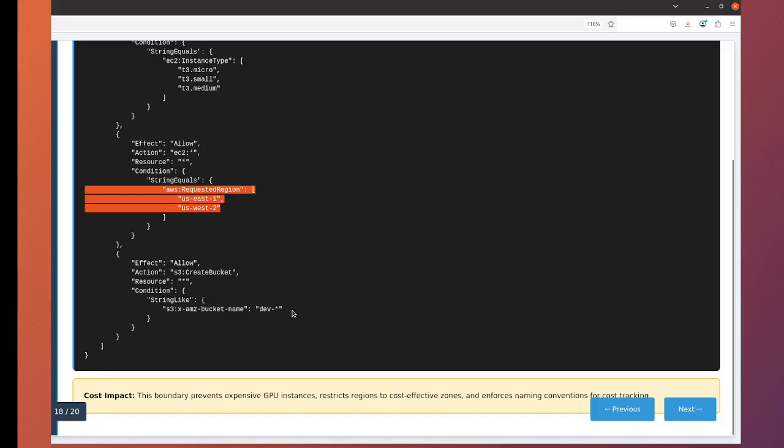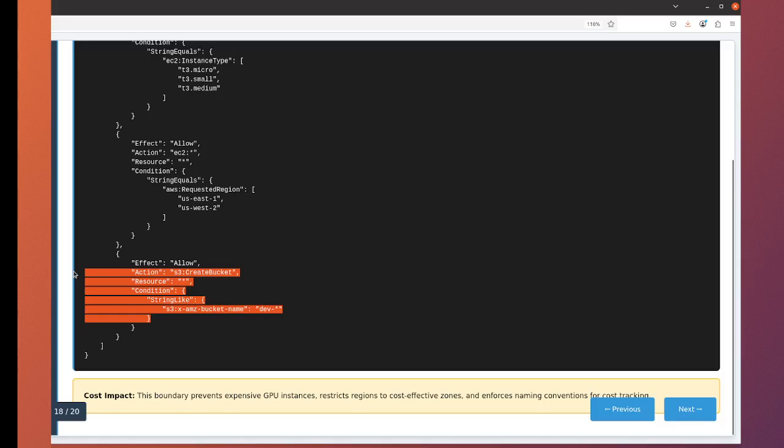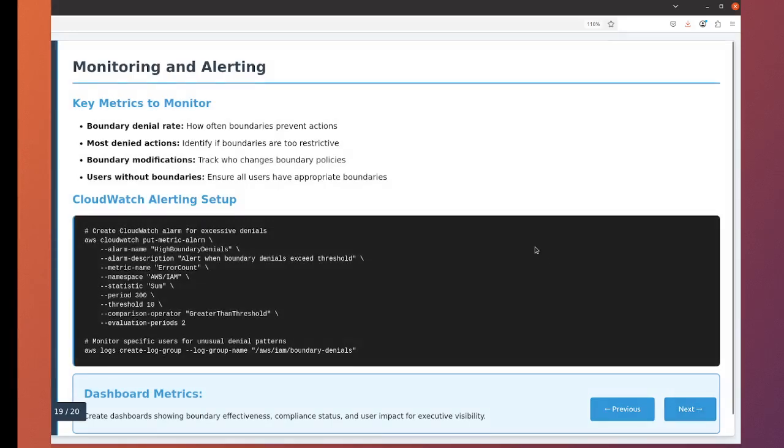Many organizations have been surprised by bills from resources created in expensive regions. You can combine this with resource tagging requirements to ensure all resources created within the boundary follow your cost allocation and tracking standards. Consider creating different boundaries for different environments. Development boundaries might be more restrictive than production boundaries to control costs in non-critical environments. Monitoring and alerting for boundaries.